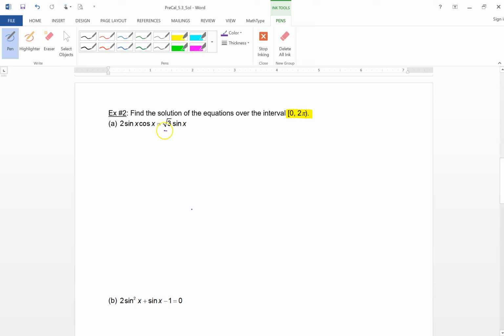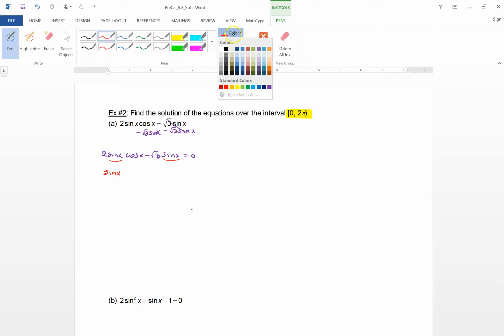So let's do that. Let's subtract the negative root 3 sine x. So we get 2 sine x cosine x minus root 3 sine x equal to 0. Now, you see how I have a sine x here and a sine x there? I can factor that out. So I get 2 cosine x minus root 3 is equal to 0.